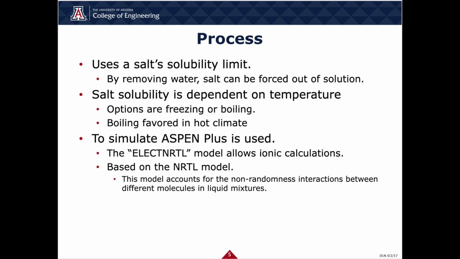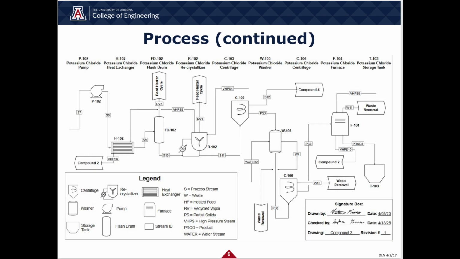To be able to properly simulate this, we use Aspen Plus's electrolyte NRTL model, which accounts for non-randomness interaction between different molecules in liquid mixtures, which is important for our process as salt ions have non-random interactions. For our design, we created 5 process lines, 2 of which are backups, giving a total equipment count over 200.